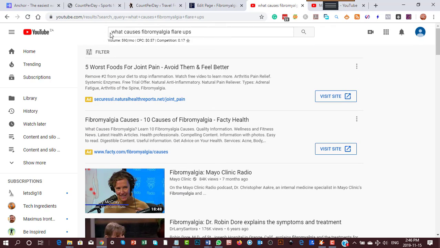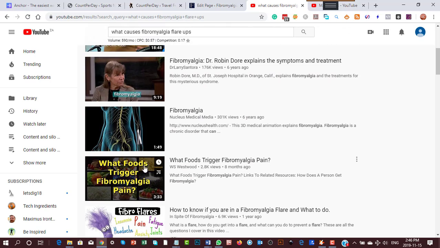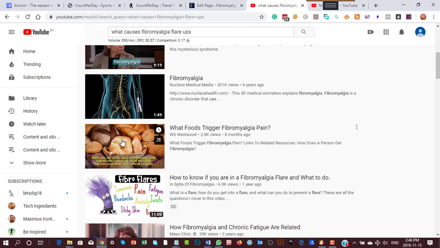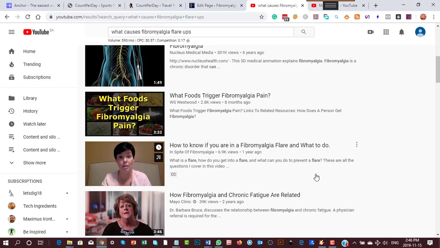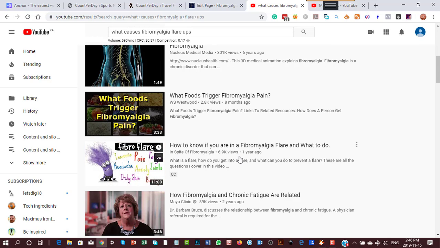Okay. But if I was a client searching for what causes fibromyalgia flare-ups, I'm going to go down here until I find a flare-up one, right? So I'm going to put a picture here where the yellow writing is, what foods trigger fibromyalgia pain. That's sort of a flare, but here we go. This is a flare. So this is in spite of fibromyalgia, 7,000 views, and yeah, I want to be that person. Hello, lady, I'm coming to get you. Unless you're my friend, and then we'll talk. So, how to know if you're in a fibromyalgia flare and what to do. Again, not a correct keyword, but they've got fibromyalgia and flare.